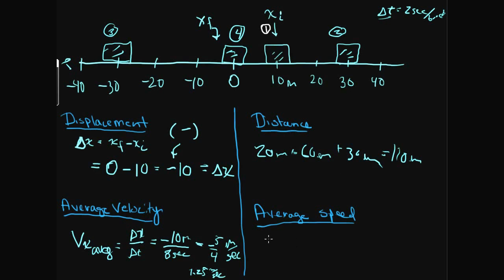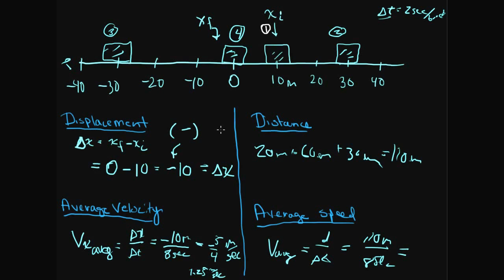So the average speed, without reference to position or x-axis, is simply going to be the distance traveled over the time interval. So that will be 110 meters over 8 seconds. And you can do the math, but you notice the difference between average velocity and average speed in this scenario.